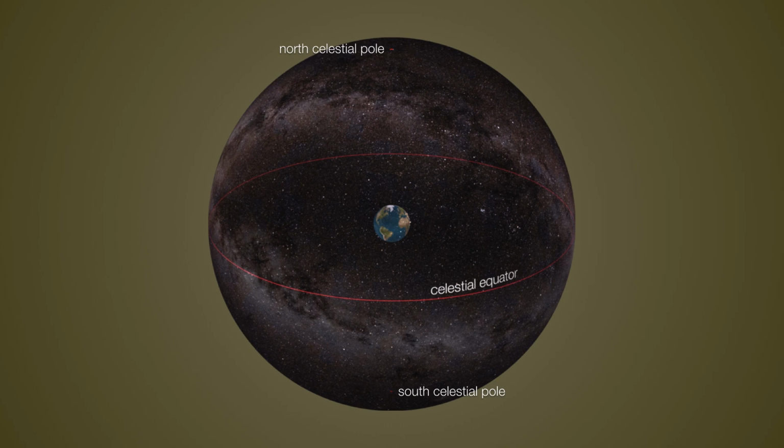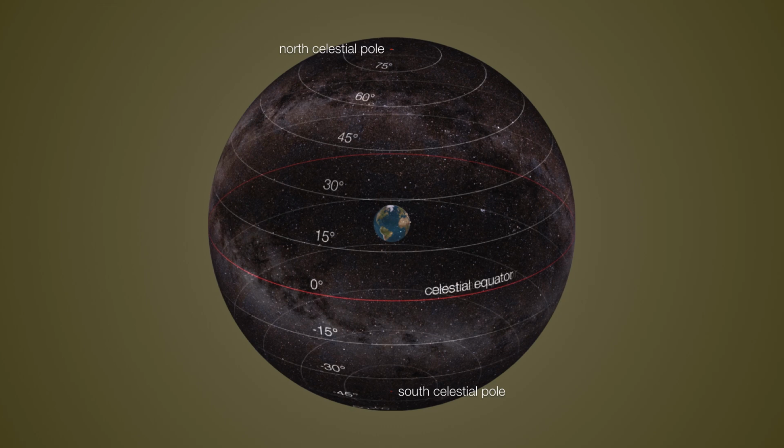And just as we did before with parallels of latitude, we can now draw parallel lines to the celestial equator, only we refer to these as parallels of declination. So we measure declination as 0 degrees from the equator all the way up to positive 90 at the north celestial pole, and then all the way down to negative 90 at the south celestial pole.